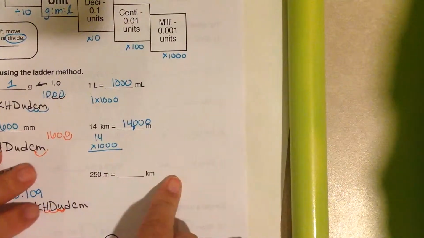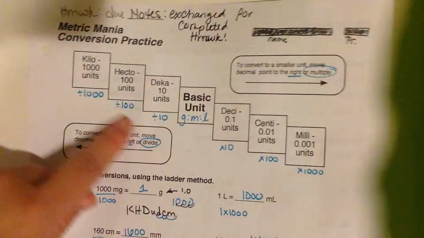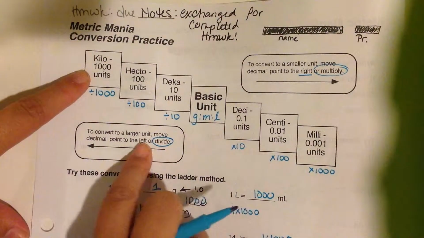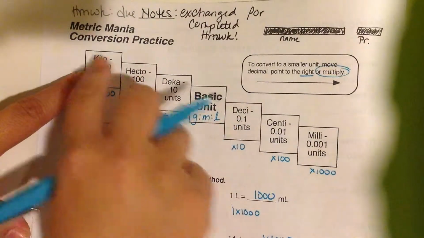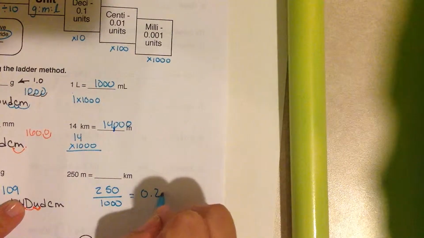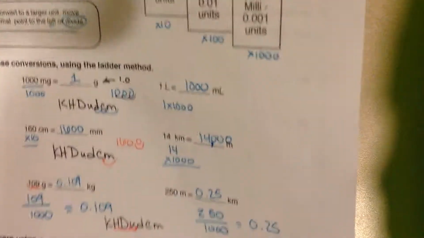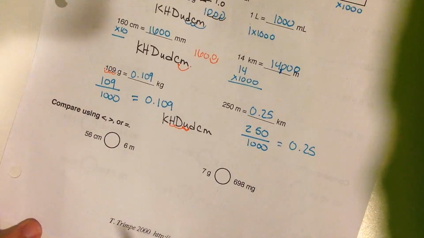So meters to kilometers, meters to kilometers. So I'm going to the left, so I'm going to divide, and I'm moving 1, 2, 3 places. So 250 divided by 1,000 gives me 0.25. Remember, guys, you don't have to put that 0 there. I do because it helps me with my dyslexia brain keeping it straight.